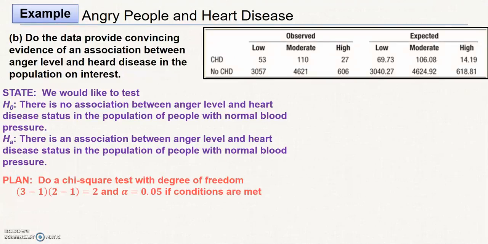We're going to go ahead and do a chi-square test. And actually, I could be more specific with that and say do a chi-square test for independence with a degree of freedom of 2. Again, this is going to be the number of rows minus 1 times the number of columns minus 1, so we get 2 times 1 is 2 there. We're going to use alpha is 0.05, and of course we do this if conditions are met.